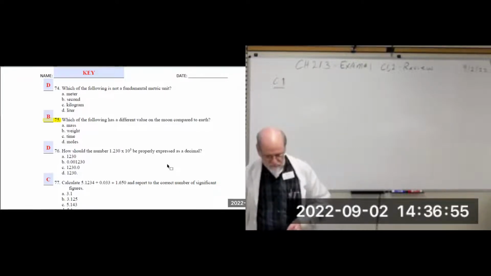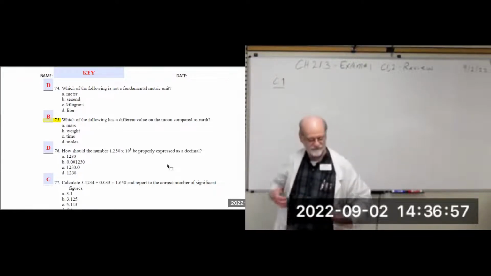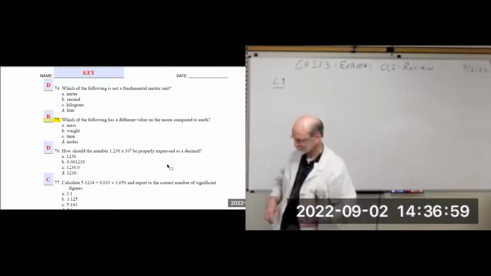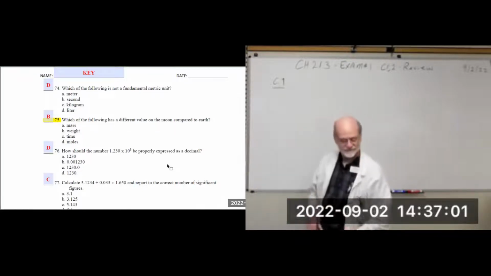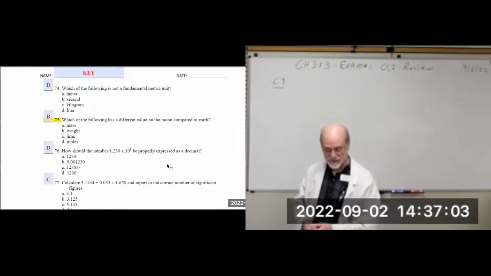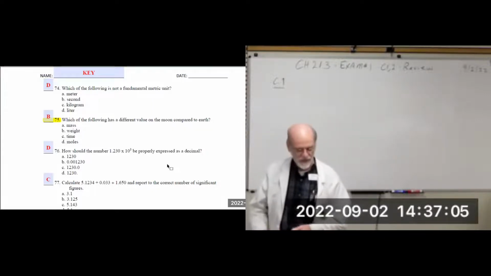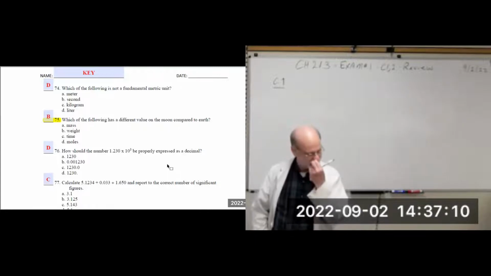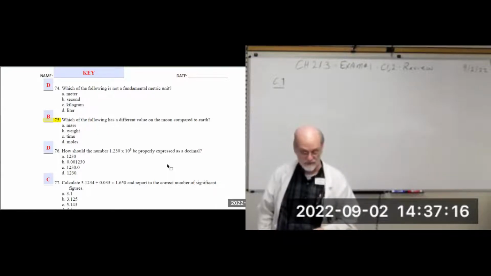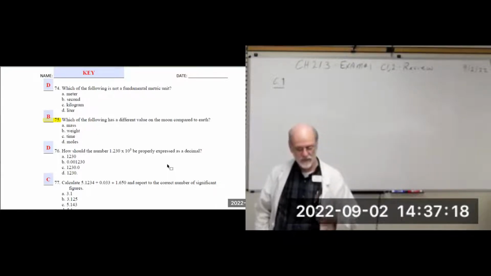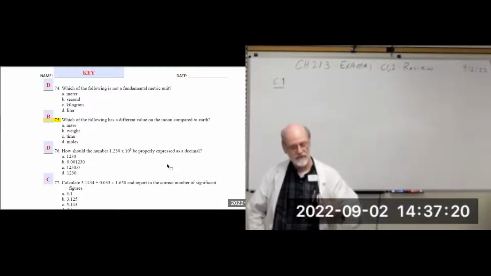Which of the following has a different value on the moon compared to Earth? Yeah, weight. Time's not going to change. Well, we haven't talked about moles yet, but moles is just numbers of stuff. So that wouldn't change. Yeah, mass doesn't change either. It's just weight. Weight is what is the mass response to a gravitational field.